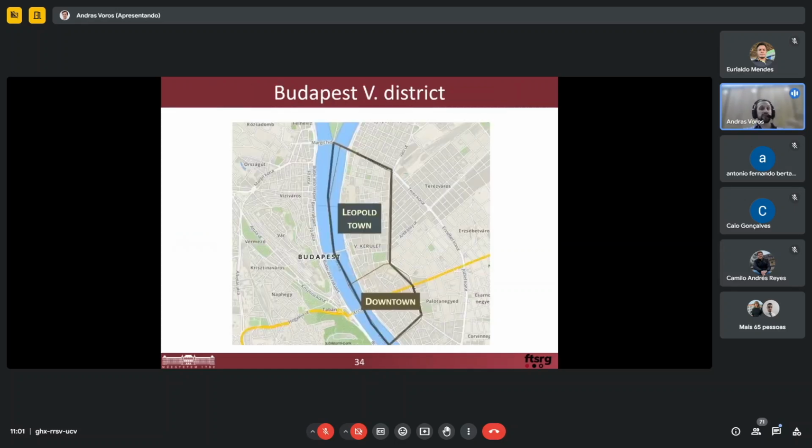We have districts in Budapest. I do not know if you have districts in São José dos Campos, but I'm sure that there are parts of the city. For example, I stay in Jardim Aquarius. I hope I pronounce it well. So there are some parts. Here in Budapest, we have Leopold Town, downtown. Actually, if you go to Budapest, you will definitely go to the downtown because there are always parties there.